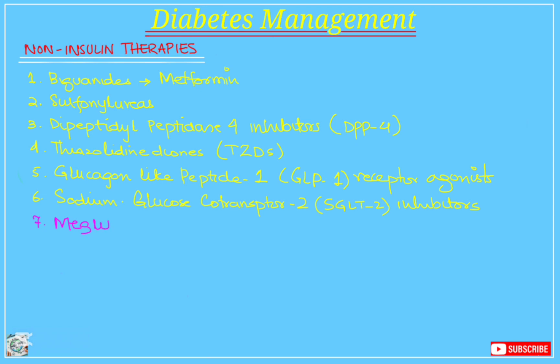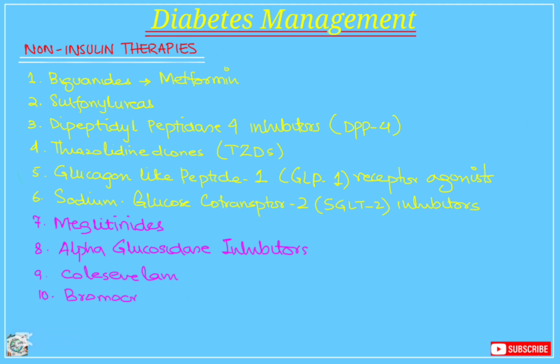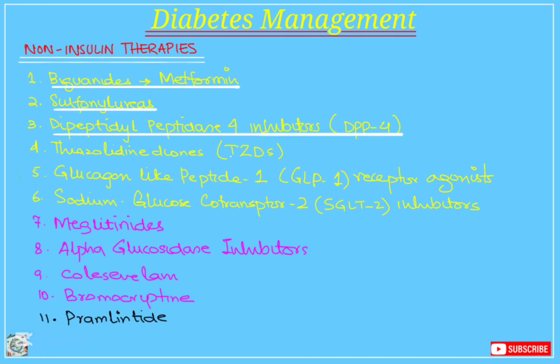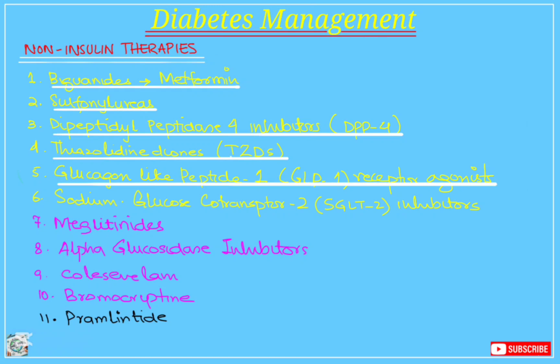Number 7, meglitinides. Number 8, alpha-glucosidase inhibitors, for example acarbose. Number 9, bile acid sequestrants like colesevelam. Number 10, bromocriptine, a dopamine agonist. And lastly, number 11, pramlintide, which is an amylin analog. Among all the non-insulin medications, only pramlintide is officially FDA approved for use in type 1 diabetes.